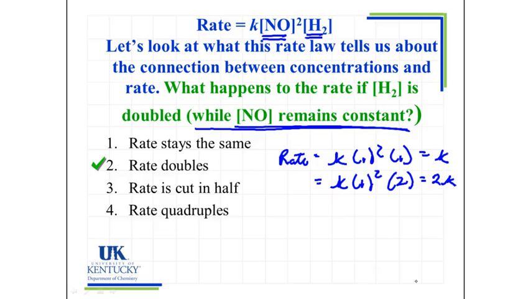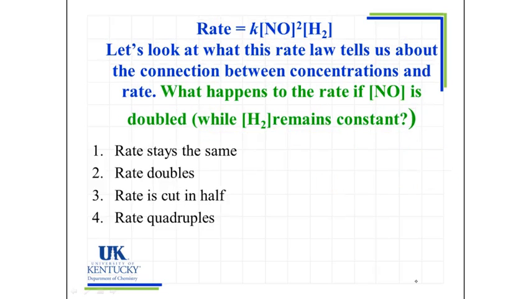Okay, let's try it another way. Now we're going to do the experiment, and we are going to do it twice. We're going to keep hydrogen constant, but we're going to double the NO. Now if we do that, would the rate stay the same? Would the rate double? Would the rate be cut in half? Or would the rate quadruple? If you chose quadruple, you'd be correct.